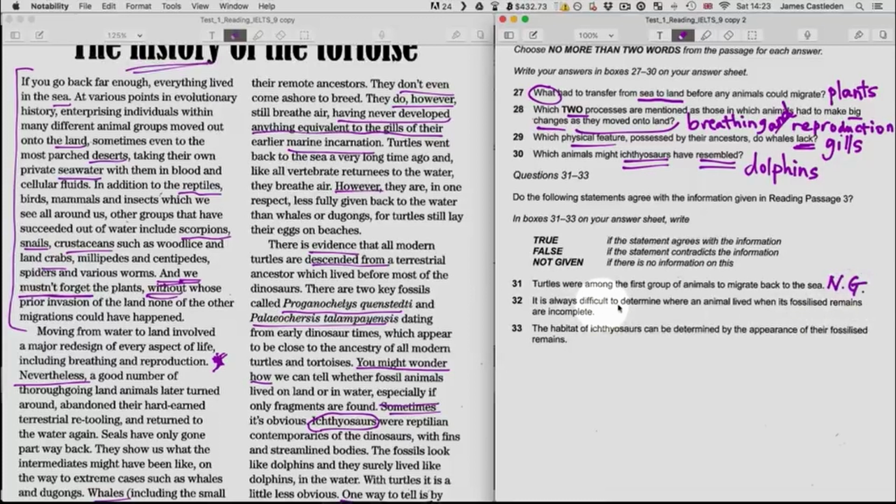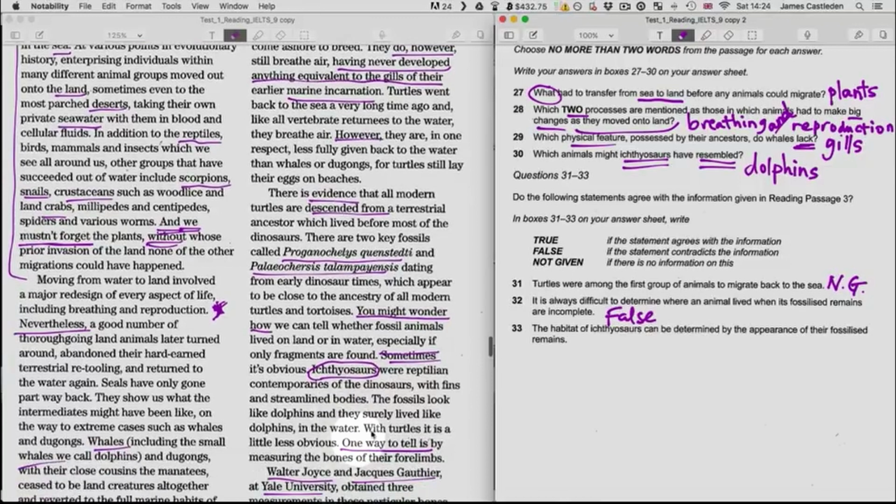It is always difficult to determine where an animal lived when its fossilized remains are incomplete. Fossils here. You might wonder how we can tell whether fossils lived on land or water, especially if only fragments are found. Sometimes it's obvious. Especially if only fragments are found, it's not difficult, it's obvious. So that's false. And the habitat of Ichthyosaurus can be determined by the appearance of their fossilized remains. So, surely lived. True.